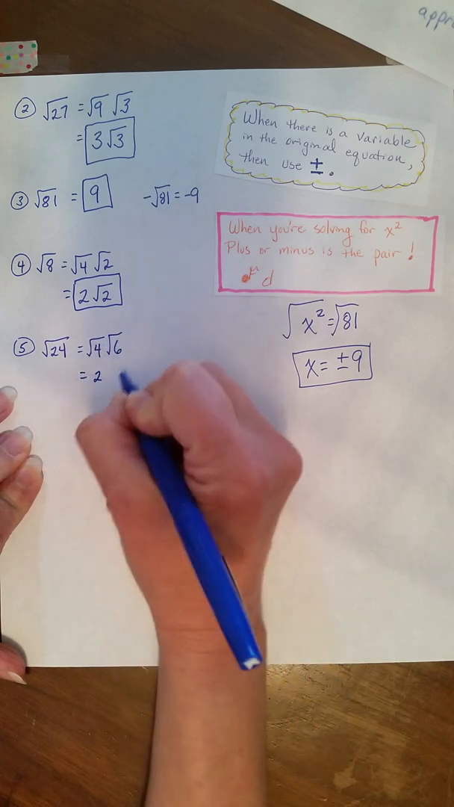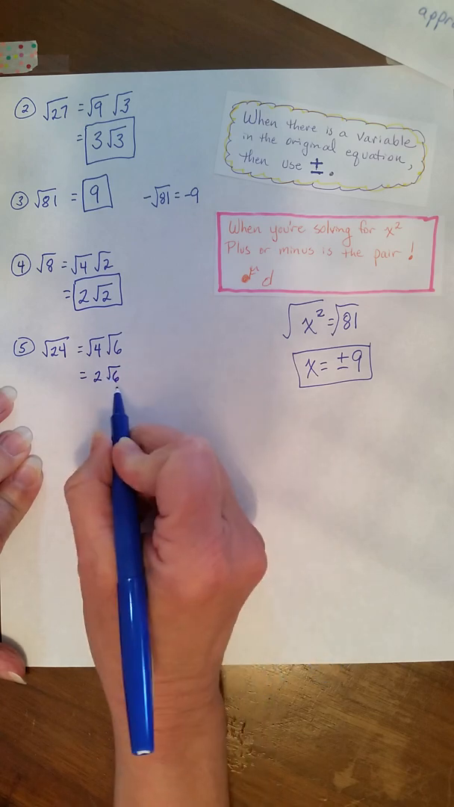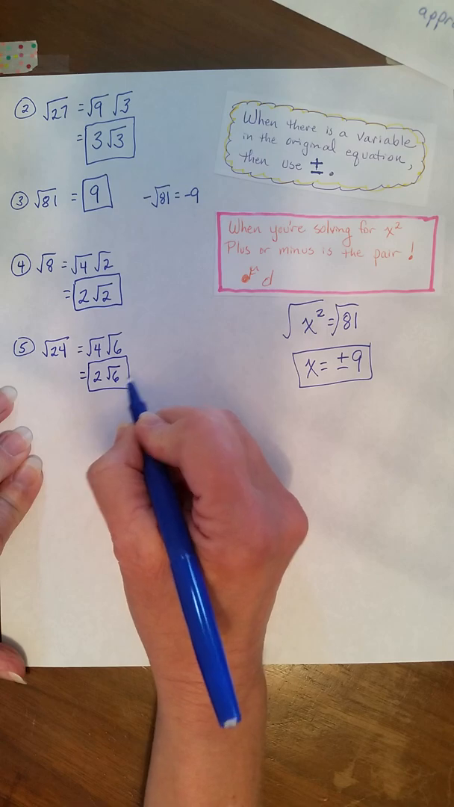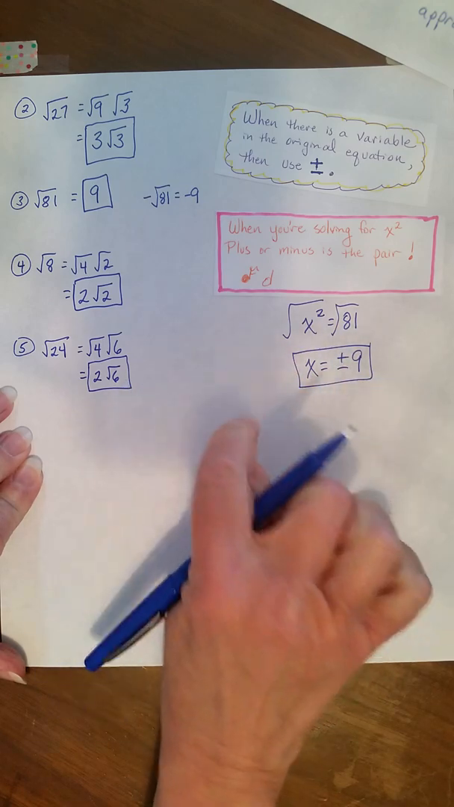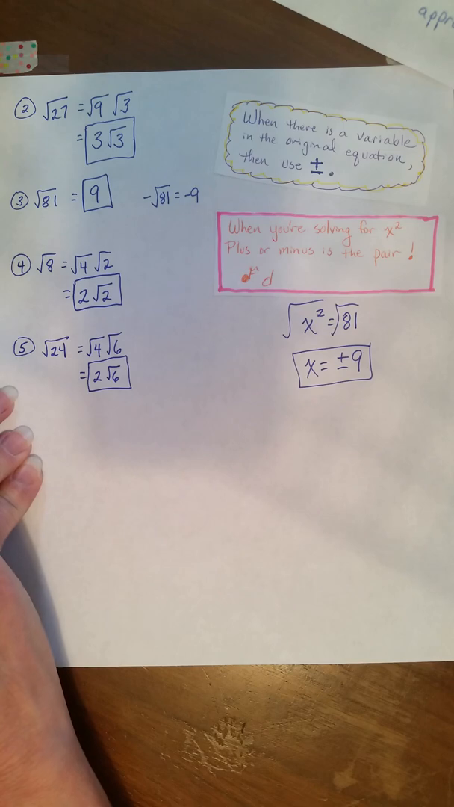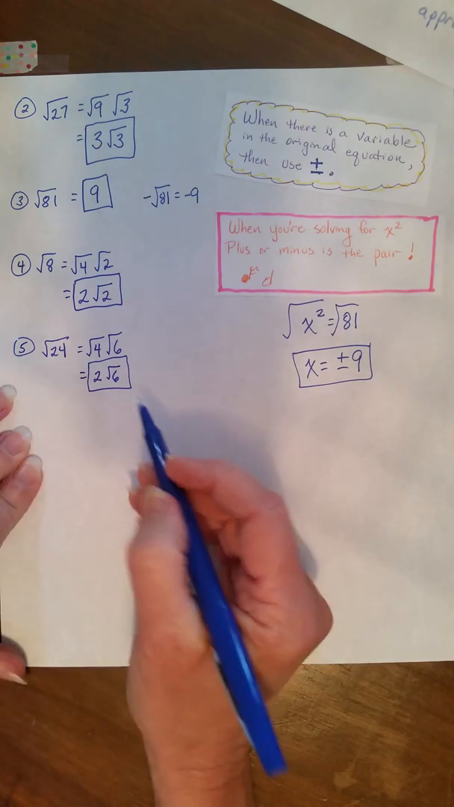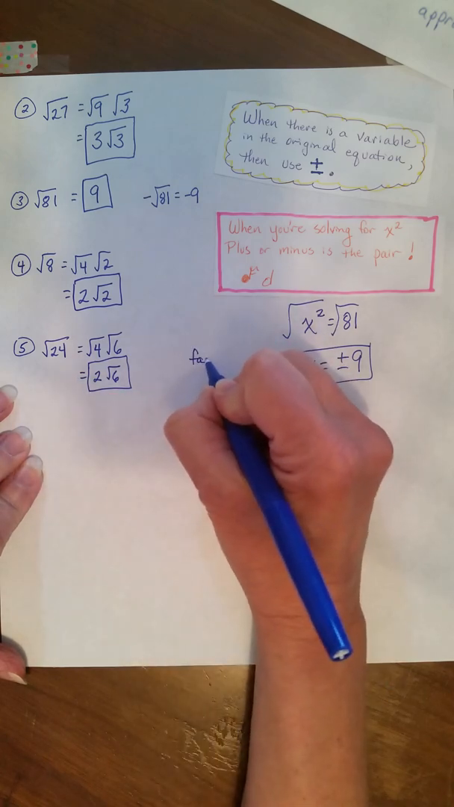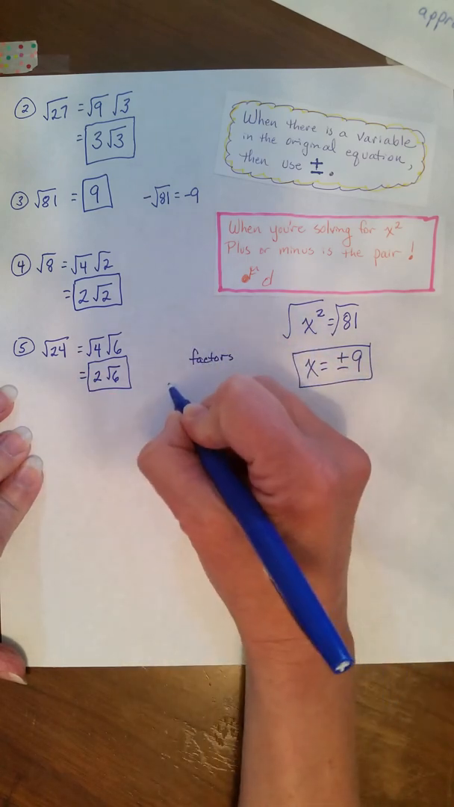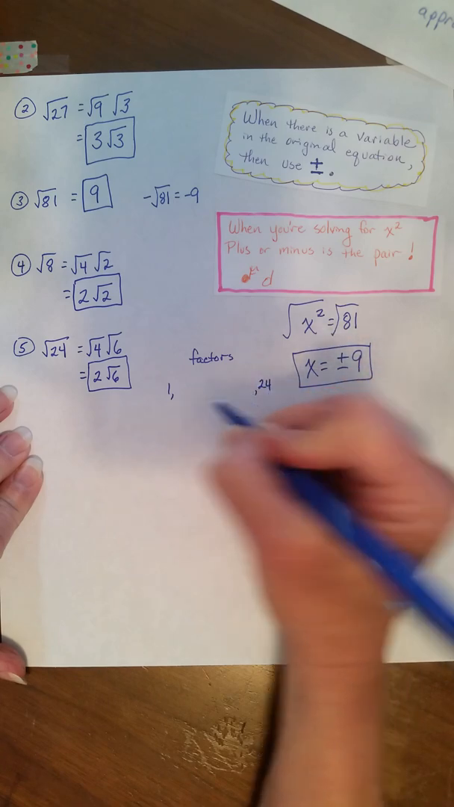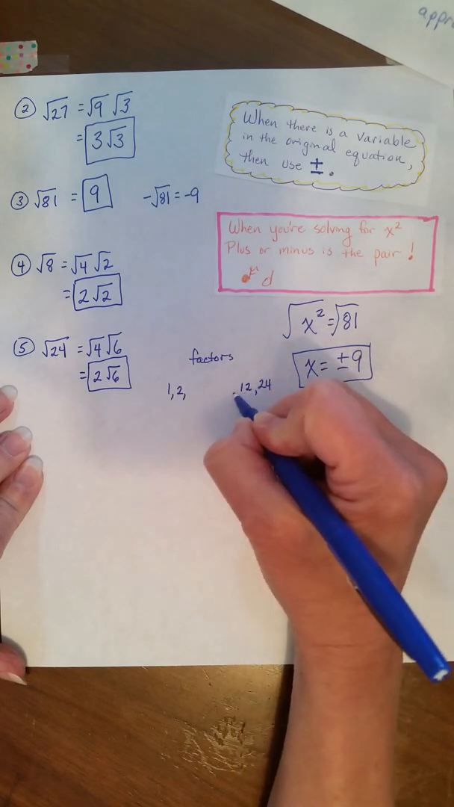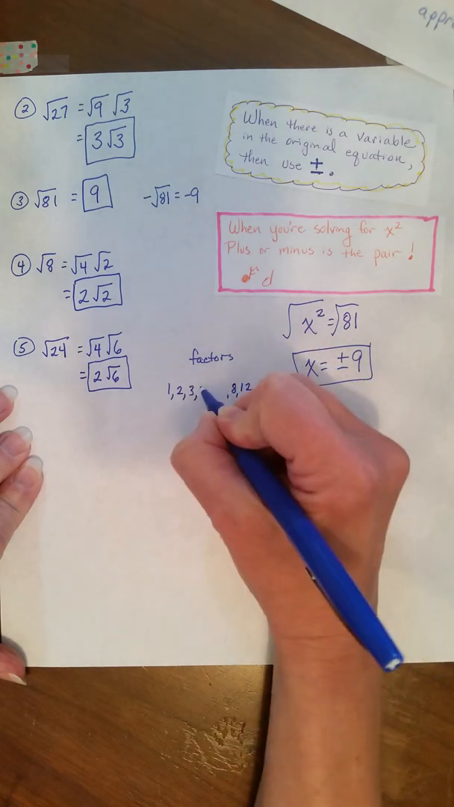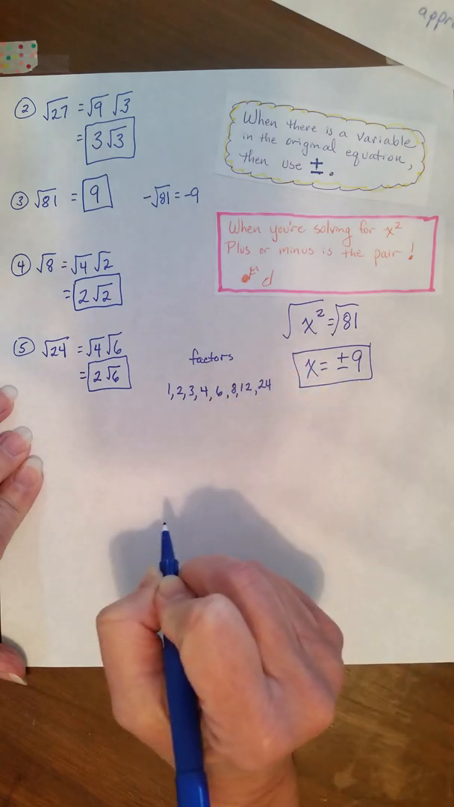The square root of 4 is 2, and you're left with root 6. Root 6 cannot be simplified because the only factors of 6 are 1 and 6, 2 and 3, none of which are perfect squares. Now I'm going to show you another way to think of this. The factors of 24 are 1 and 24, 2 and 12, 3 and 8, 4 and 6, and that's it.